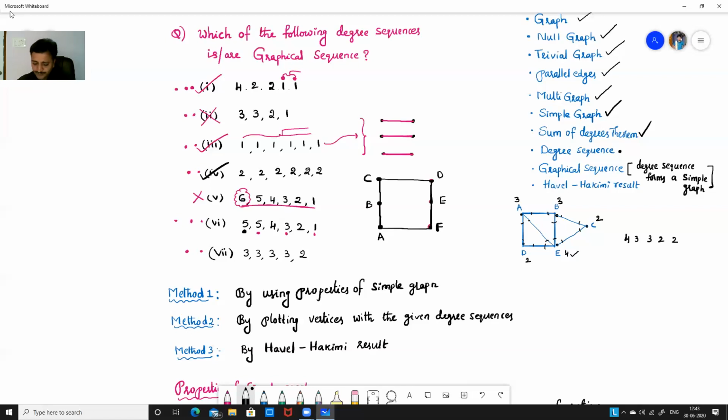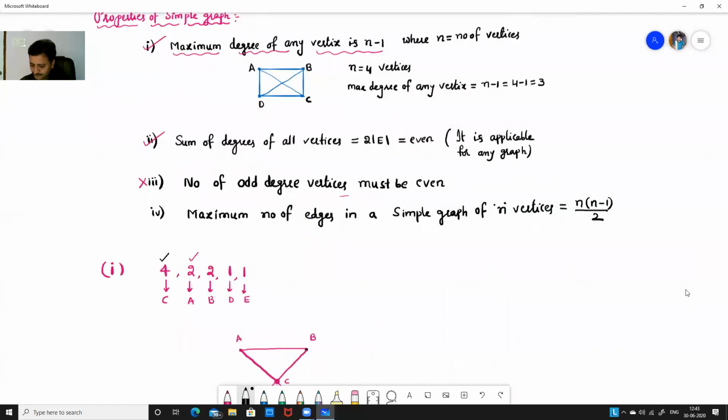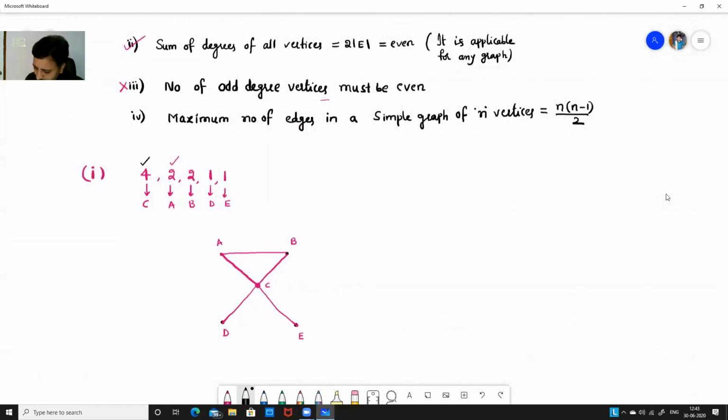Let me take the sixth problem once again. Problem number 6: 5, 5, 4, 3, 2, 1. We want to verify whether it is representing the degree sequence of a simple graph or not. If it is, then we can say it is a graphical sequence.